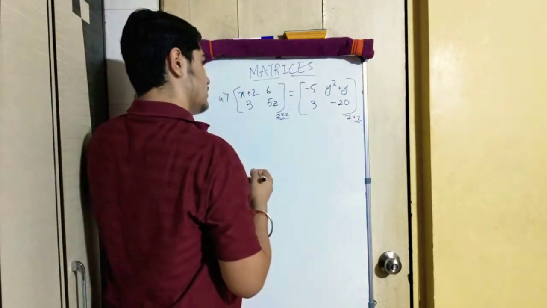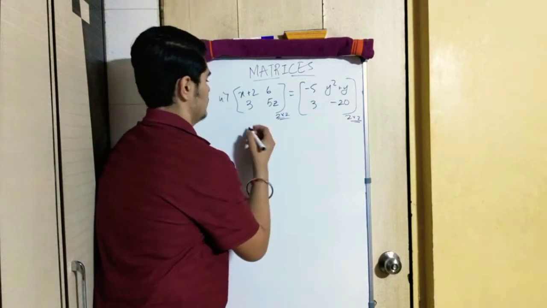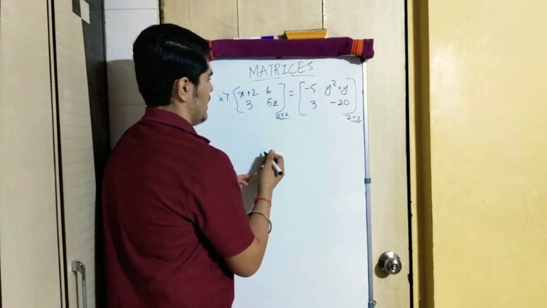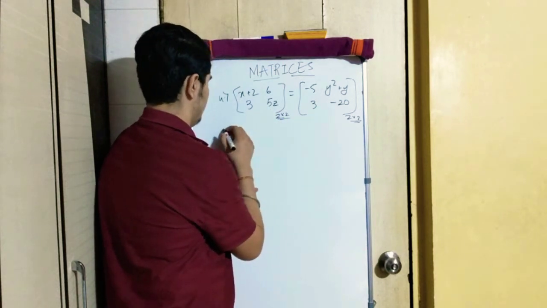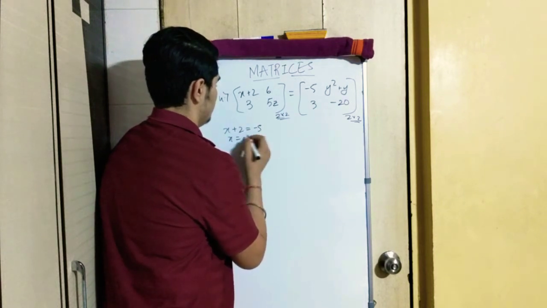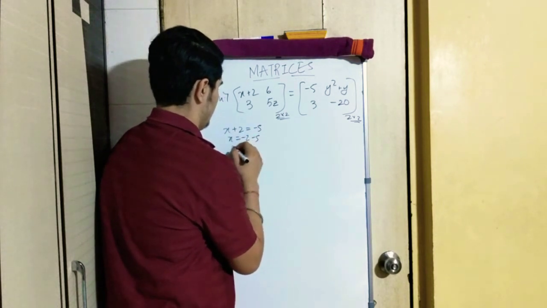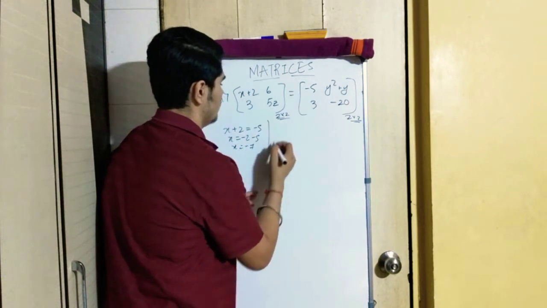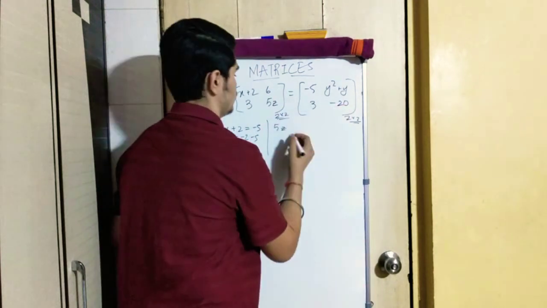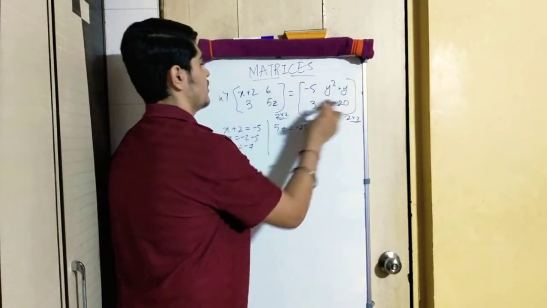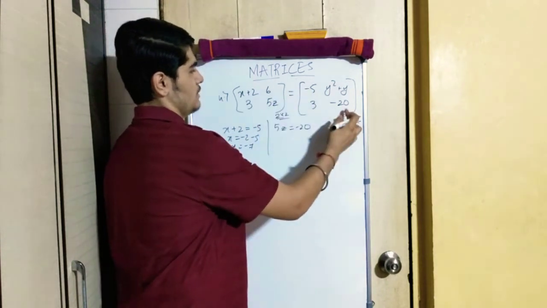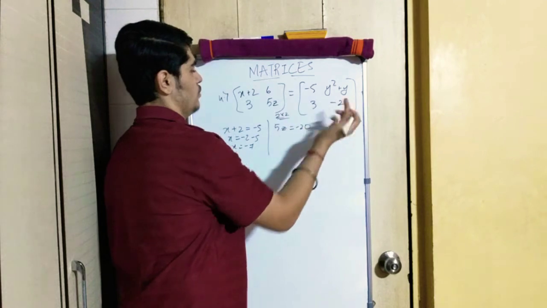So we get the two equations. First we find the value of x and z, because it's easy. X plus 2 is equals to minus 5, x is equals to minus 2 minus 5, x is equal to minus 7. 5z is equals to minus 20. You take corresponding terms, don't take these two terms or these two terms. You take the corresponding terms, that is the fourth term with the fourth term.